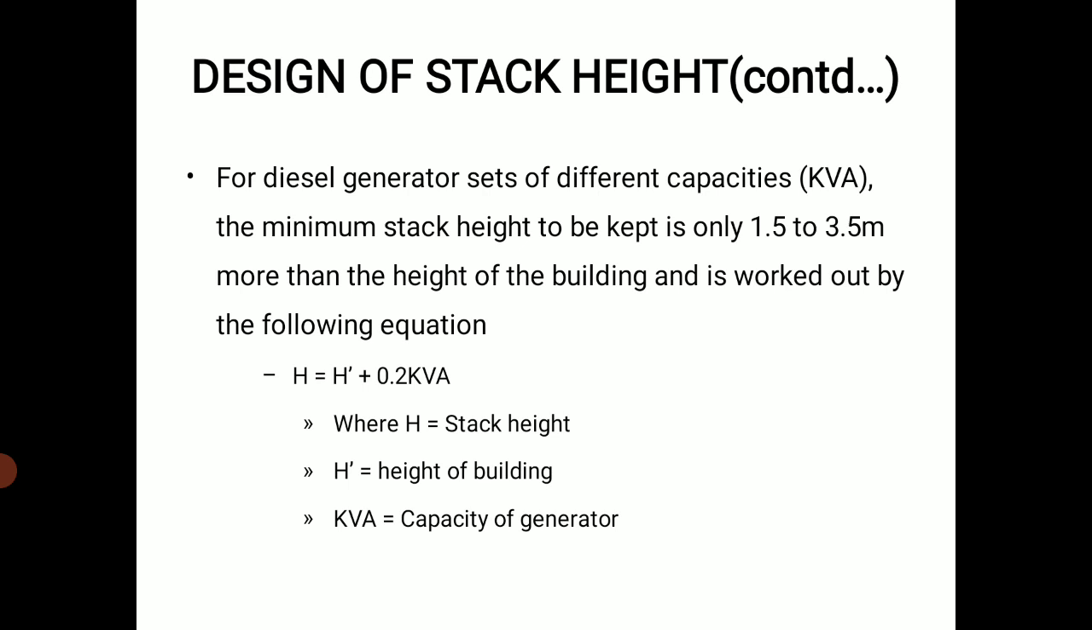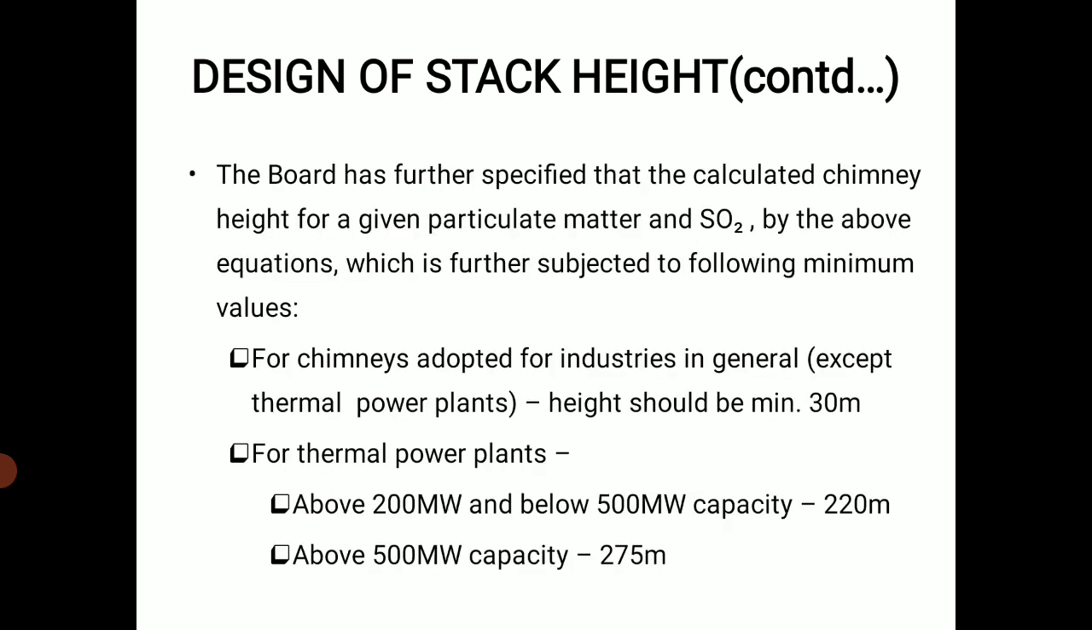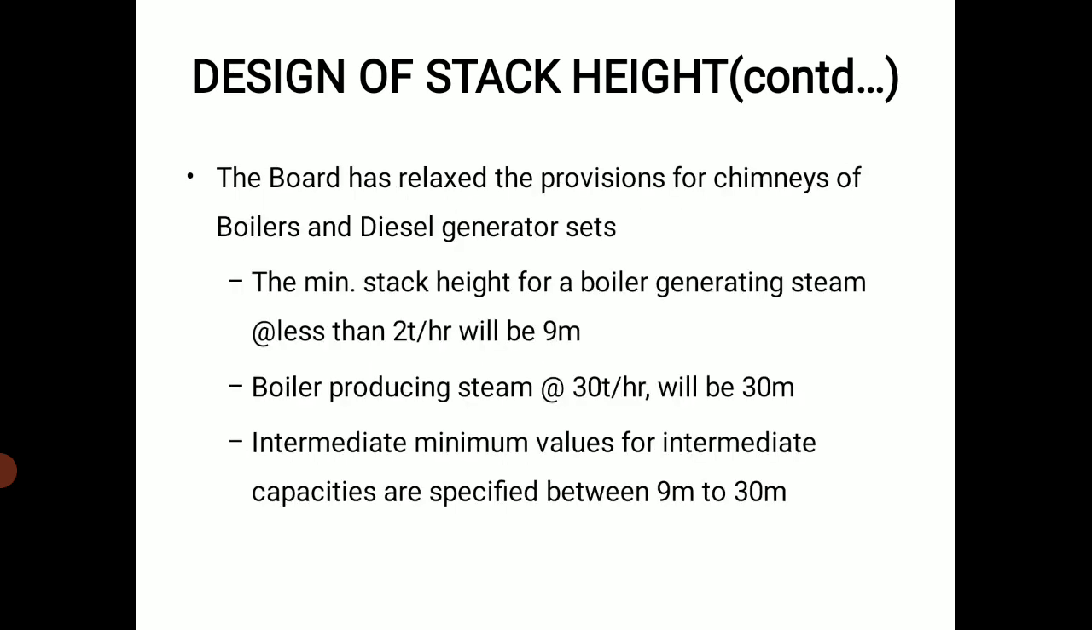So to design the height of the stack, two empirical equations have been given, and out of that the maximum value has to be adopted, and there are certain other provisions given by the central board, that is, in case of industries other than thermal power plants, a minimum of 30 meter is required. Then for thermal power plants, based on the capacity, the provisions are provided. Then for boilers and the diesel generator sets, based on their capacities, the height of the stack provisions are provided. So hope you understood this. Thank you.